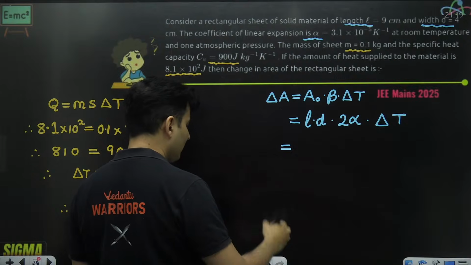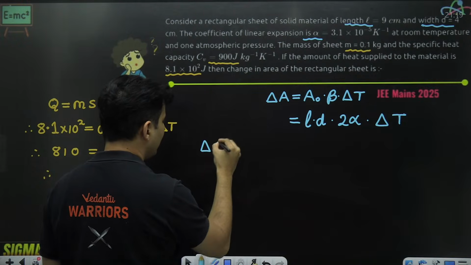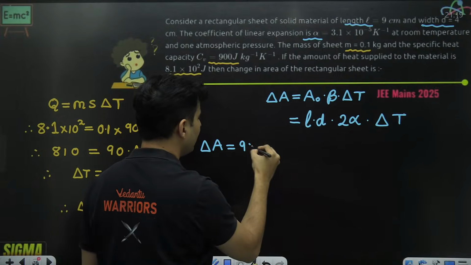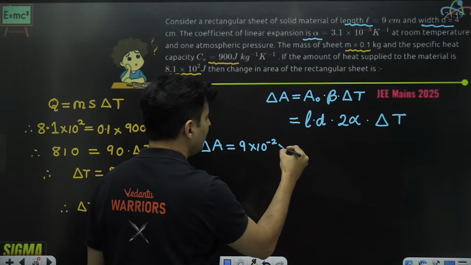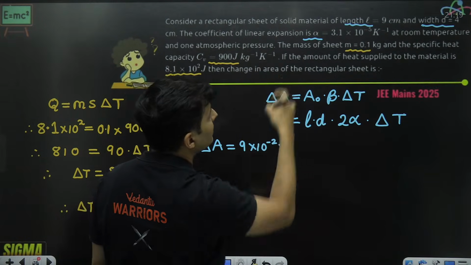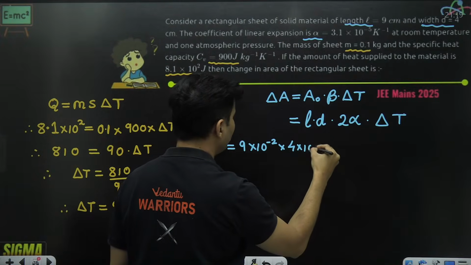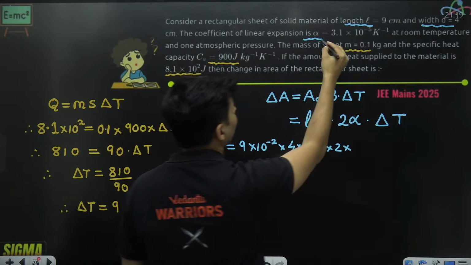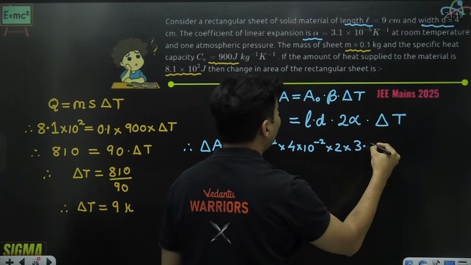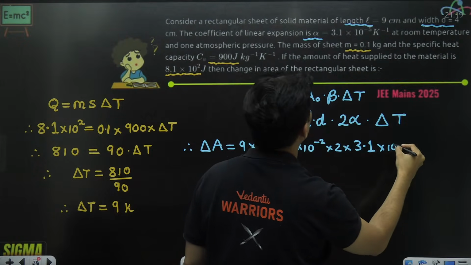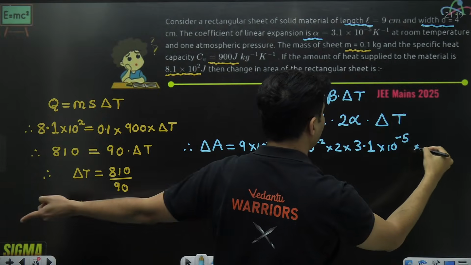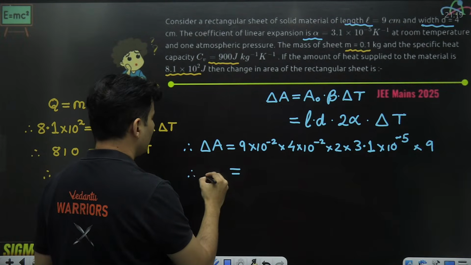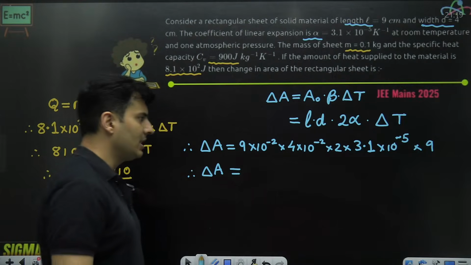Okay. First of all, let me put it over here. Delta A will be equal to L. L is 9 centimeters, so 9 into 10 to the power minus 2. D is there, which is 4 centimeters, so 4 into 10 to the power minus 2, into 2 into alpha. Where is alpha? Alpha is here, so 3.1 into 10 to the power minus 5, into the change in temperature, which is 9 over here. That's it. So that will give me the change in area.